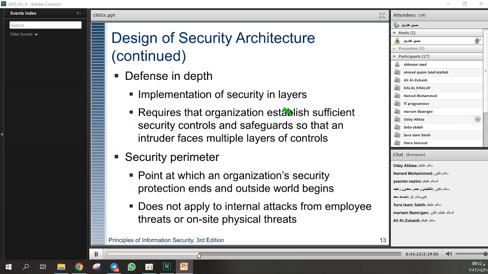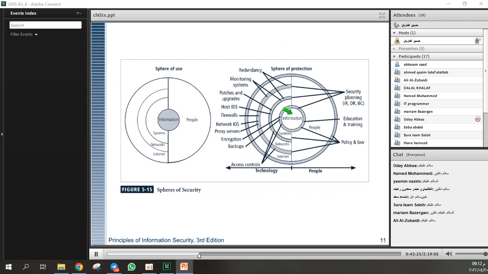When we are talking about defense in width, it means that in each of those layers, what we can do. For example, in the relationship between the network layer and the system layer, I can use access control, host IDs, patches and upgrades, monitoring systems, and redundancy. Defense in width means that in each of those layers, which access controls, which safeguard technologies can be used.